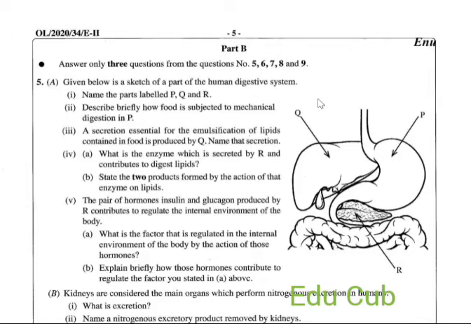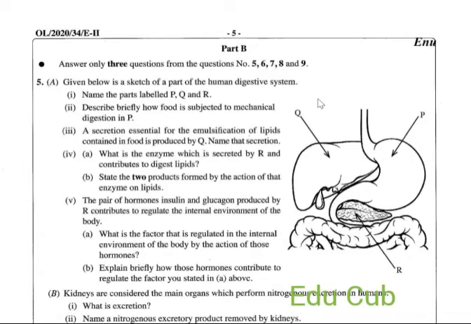Given below is a sketch of a part of the human digestive system. The questions are: first, name the parts labeled P, Q and R. Describe briefly how food is subjected to mechanical digestion in P. Third, a secretion essential for the emulsification of lipids contained in food is produced by Q. Name the secretion. Fourth question, part A, what is the enzyme which is secreted by R and contributes to digest lipids? B, state 2 products formed by the action of the enzyme on lipids.